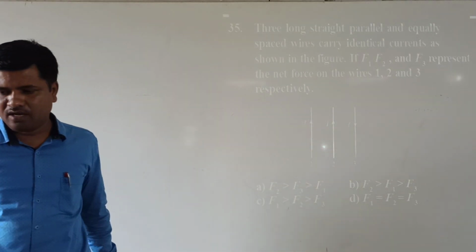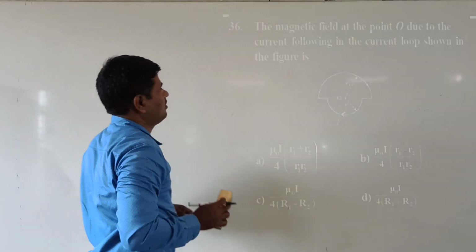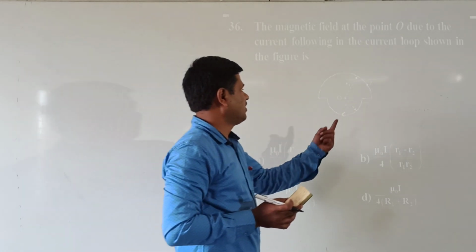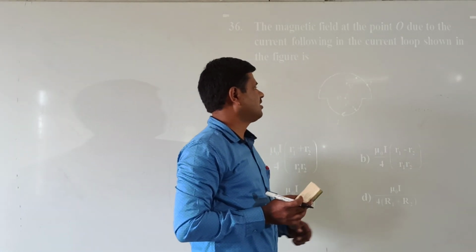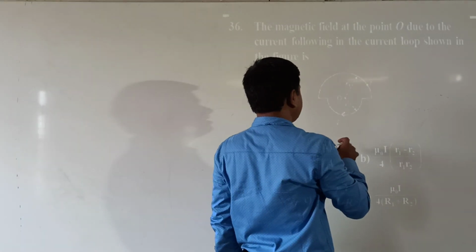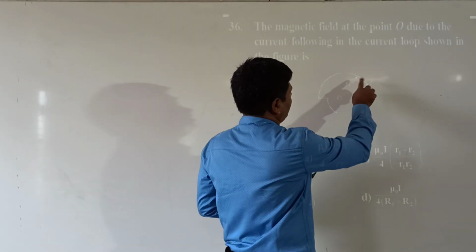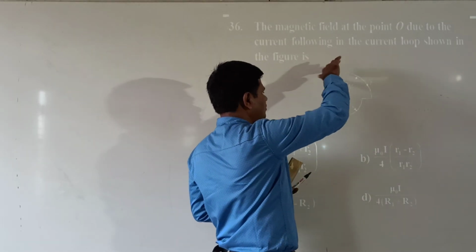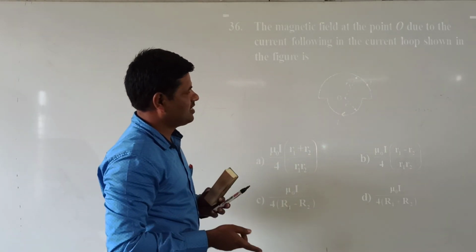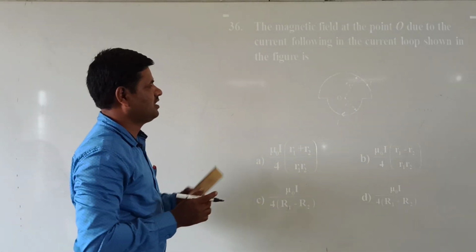Next we go to question number 36. Now we find the total magnetic field due to the two arcs given. One has radius R1 and the other has radius R2. Both are acting inside the board, because we use the thumb rule. The magnetic field acting at point O is inside the board due to this arc, using the thumb rule.